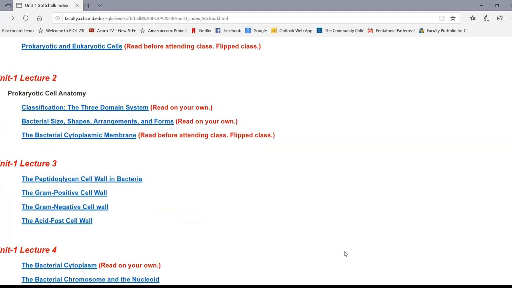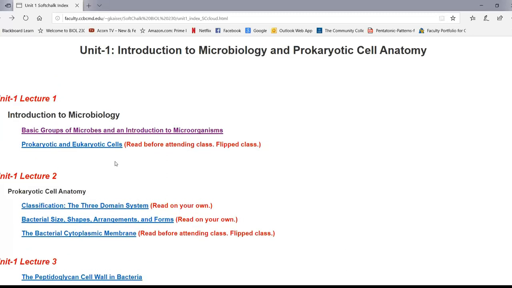So that's the way we know what we're doing each day in lecture, which SoftChalk lessons we're covering. And again, I can't stress enough how important it is to keep up with these every week. There's a lot of material covered in this class, and we really need to keep up with this. Once you start procrastinating or getting behind, you may not ever get caught up.